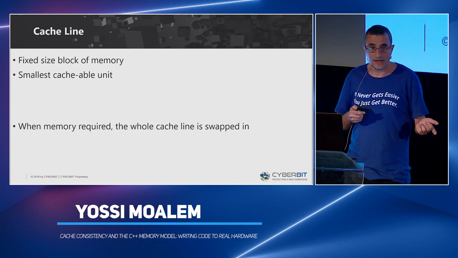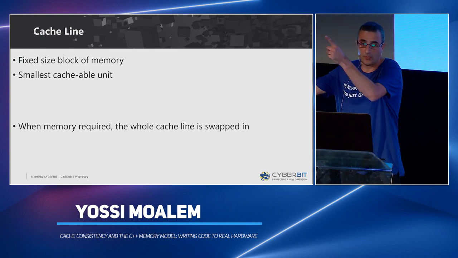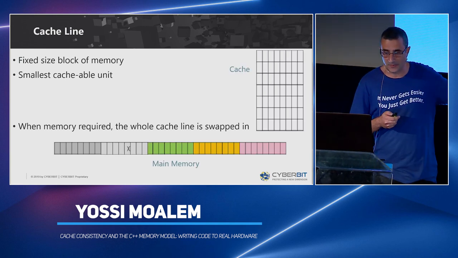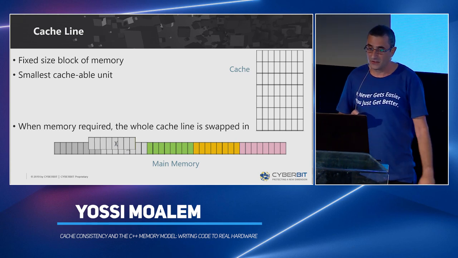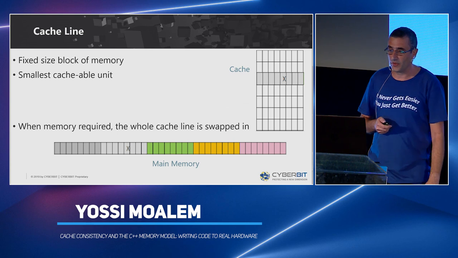When the memory is required, the whole cache line is swapped into the cache. So if, for example, here I need the byte marked with X, its whole cache line is going into the cache.